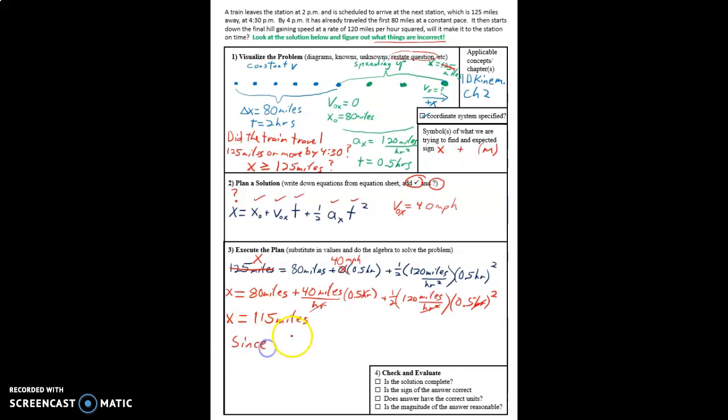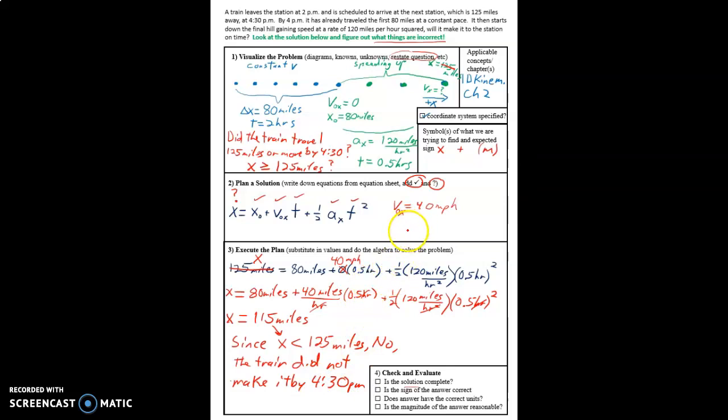And so that's not our answer. Okay? Sometimes we get caught up and we think, okay, we finally got a number out of our calculator and we think the problem's over. But is the solution complete? Well, no. So we have to finish that. So I started to write it. So since x is less than 125 miles, you can say, no, the train did not make it by 4:30.